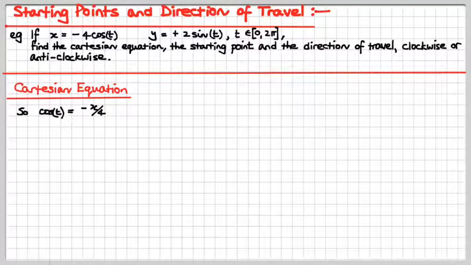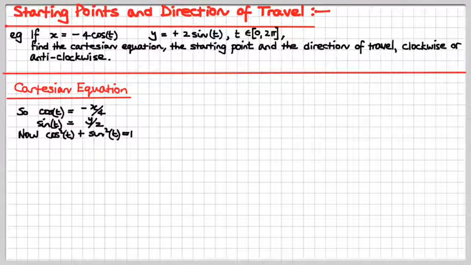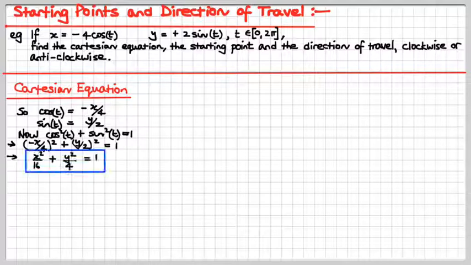We say that cos t is minus x over 4, making cos t the subject. We know that sine t is y over 2, making sine t the subject. Cos squared plus sine squared equals 1. Plugging those two equations into that, what do we get? We get that. Now, just simplifying that a bit. My goodness, a beautiful looking ellipse, isn't it? We don't have to worry about all that, we just have to come up with the equation, didn't we?